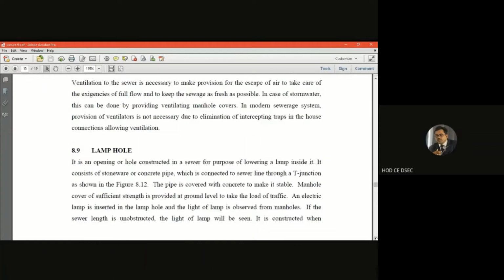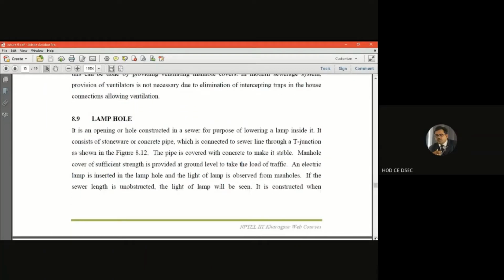Now, the lamp hole. The lamp hole is one of the sewer appurtenances that I must discuss with you. As the name indicates, it is a hole made in the sewer to insert a lamp. That's why it is named the lamp hole. For what? For maintenance purposes, where for a small sewer it is very difficult to access the pipeline. In the remote manhole portions, by inserting the lamp into the lamp hole, if the light is not seen, that means the light is obstructed. That means it will be understood that obstructing material, choked particles, are there.